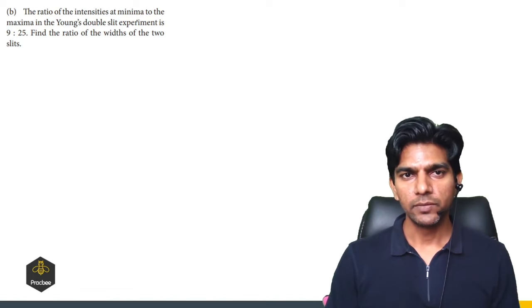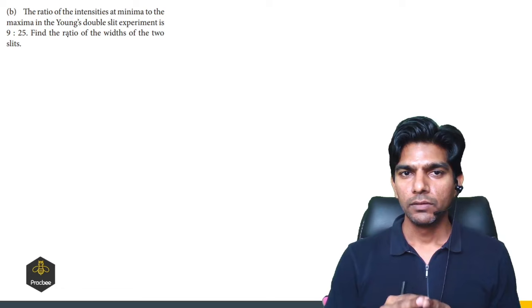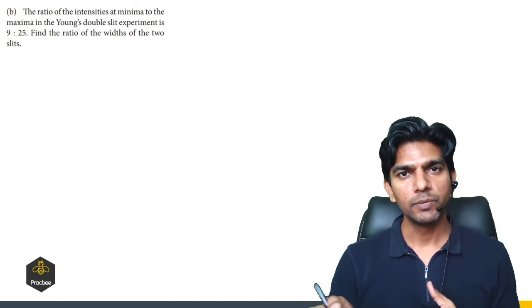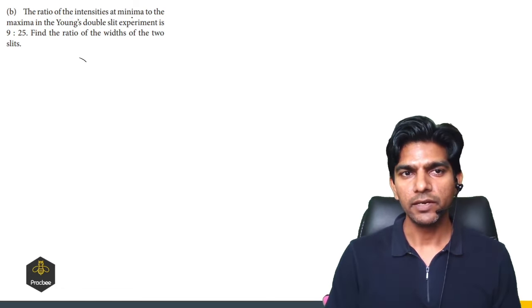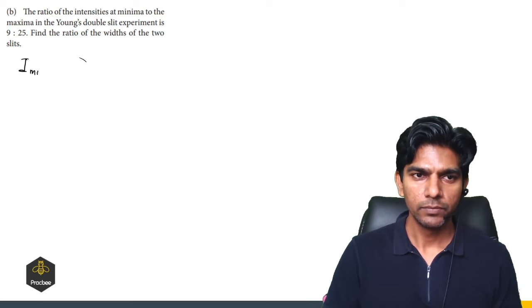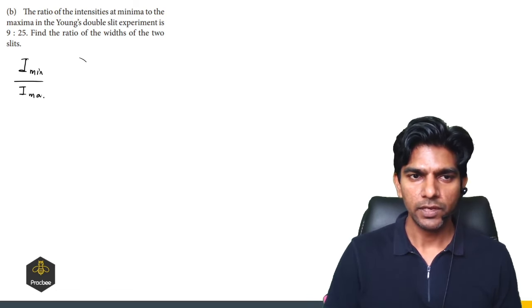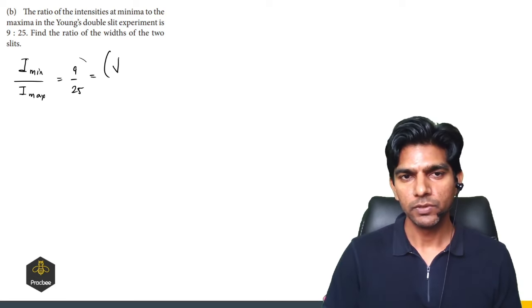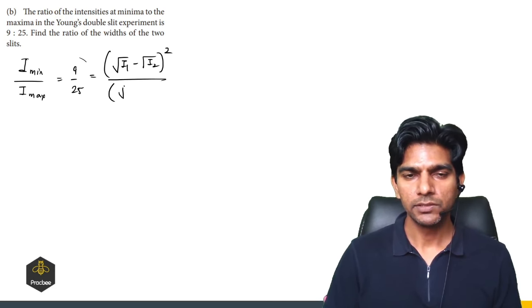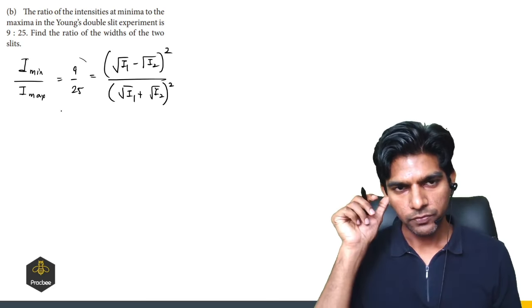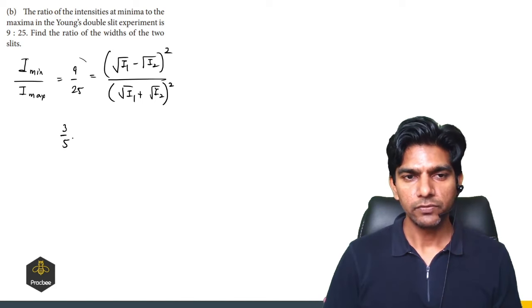The ratio of the intensity at minima to the maxima in Young's double slit experiment is 9:25. Find the ratio of widths. So we know that width is directly proportional to the intensity, and we are given the intensity at minima and maxima. So I minimum and its ratio with I maximum is given as 9/25, and we know that I minimum is the square of root I1 minus root I2, and I maximum is the square of root I1 plus root I2. If we take the square root on both sides, we'll get 3/5.